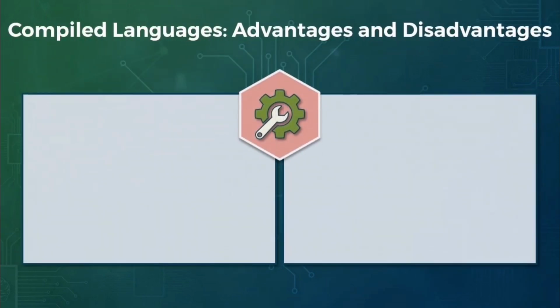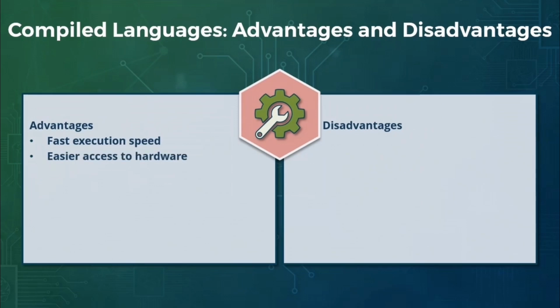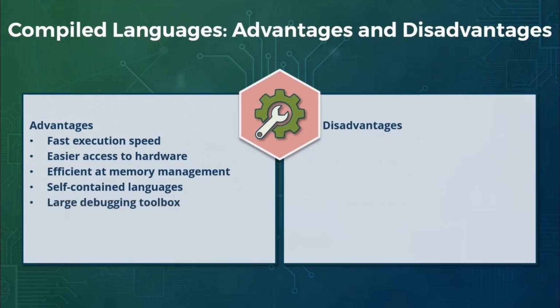Now that we have understood interpreted languages, let's see some advantages and disadvantages of compiled languages. Since compiled languages are already converted into machine code, execution is fast and easier. For example, C++ is faster than Python. As we already know, compiled languages are not dependent on virtual environments, so we have easier access to the hardware of the system it's running on. Since the language directly interacts with the hardware, it has better memory management. Since they are already converted into machine language binaries, they can be called self-contained languages. These languages have been in the market for a long time. They have a very mature and clean debugging toolbox available for faster debugging.